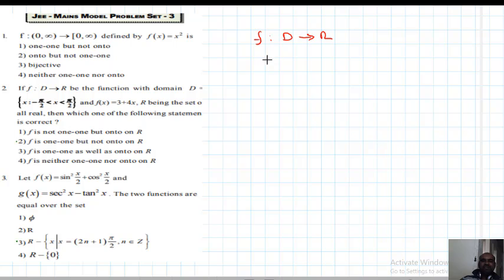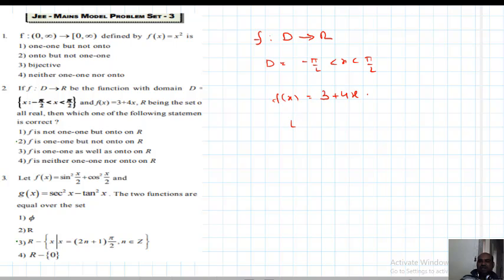D means one set, R means real numbers. D is already given. What is D? Clearly given here. D is minus pi by 2 less than x less than pi by 2. Okay. D to R defined by f of x equal to 3 plus 4x. What type of function is this? That is the interesting thing. First of all, I can say that this is one-one only. Directly I can say that.